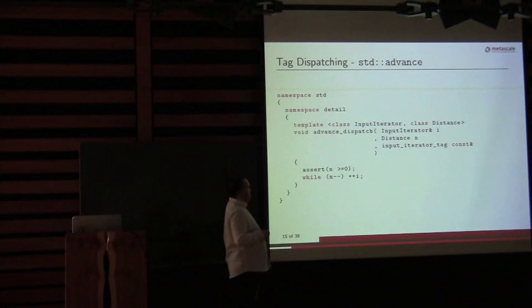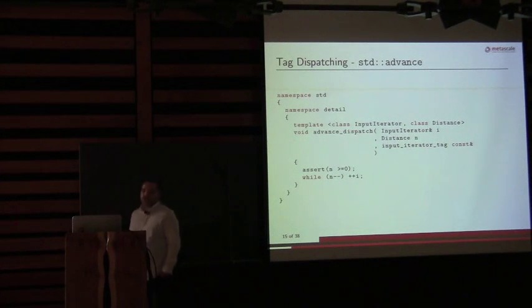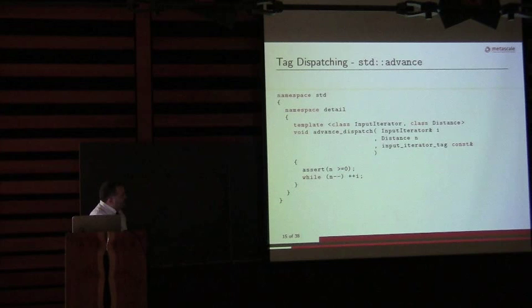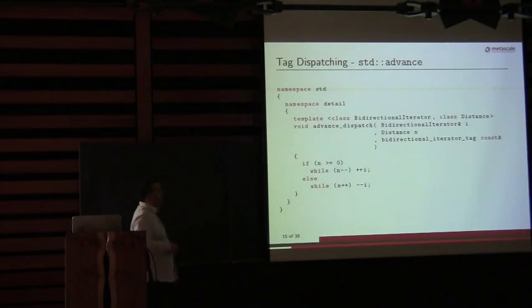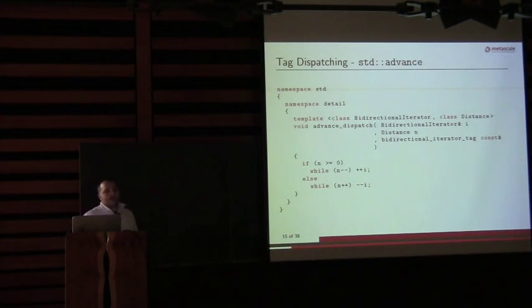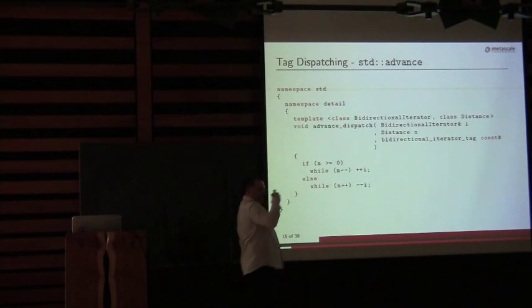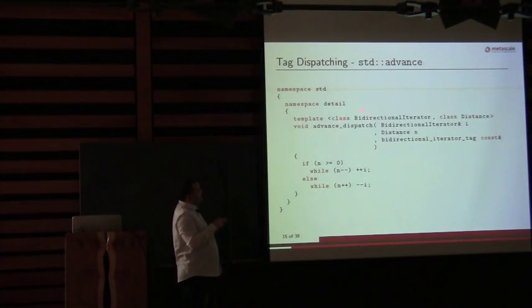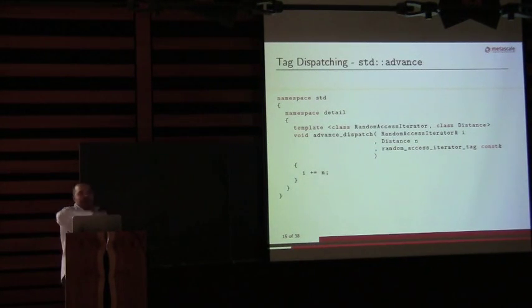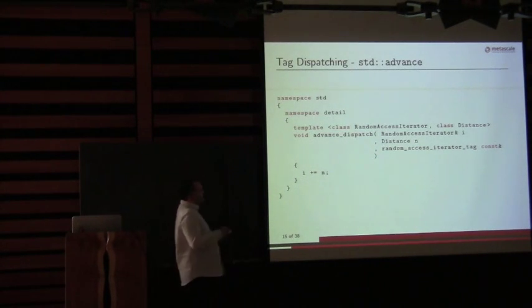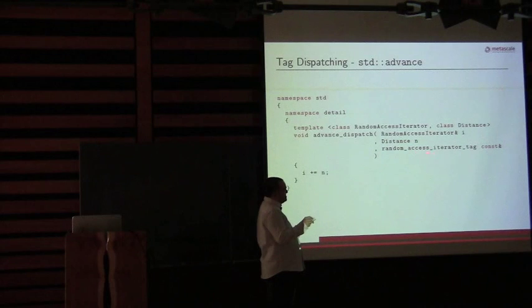If you have an input iterator, what you will do is basically advance your pointer until you get your distance done, because you cannot do anything else with an input iterator. You just have access to increments. If you had a bidirectional iterator, what you could actually do is check on which side of 0 your n is, to see if you have to do plus plus or minus minus to advance. So it's basically the same function, but with the parameter being bidirectional iterator tag. And so on for the random access iterator, where you just increment your iterator by the distance. Again, it's the same function with random access iterator tag.